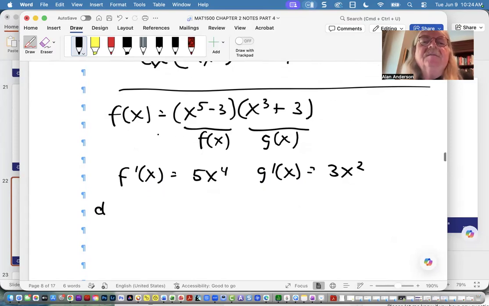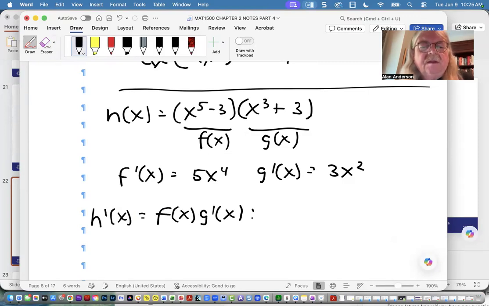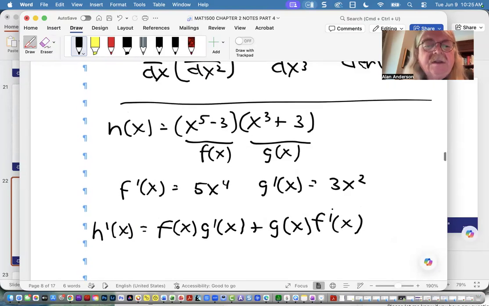Actually, you know what I just realized? This is where we have to be a little careful. If I'm going to call this one f of x and g of x, I probably should change the name over here to h of x. And then that way I can now call this whole thing h prime of x. So let's go through the product rule. And now we just substitute.